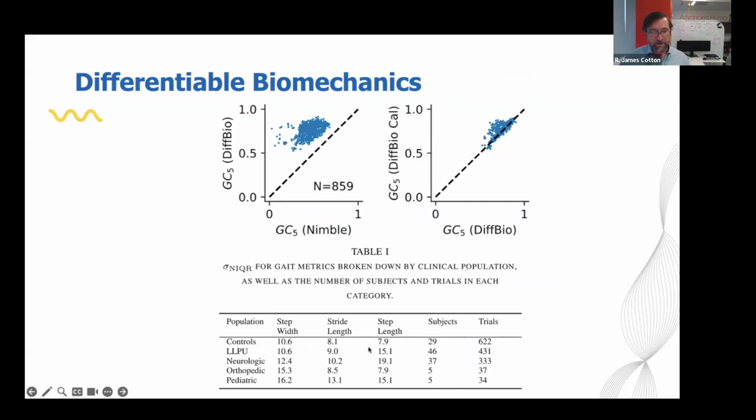I think a lot of the increase in the step length actually is because of the difference in the pressure distributions, which is what the mat measures, whereas the computer vision looks at the actual geometry.